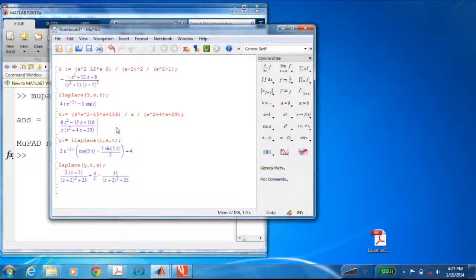Okay, so what we did are several examples, 3, of inverse Laplace transform. We actually solved a differential equation along the way, and then looked at using MuPAD to check our work.